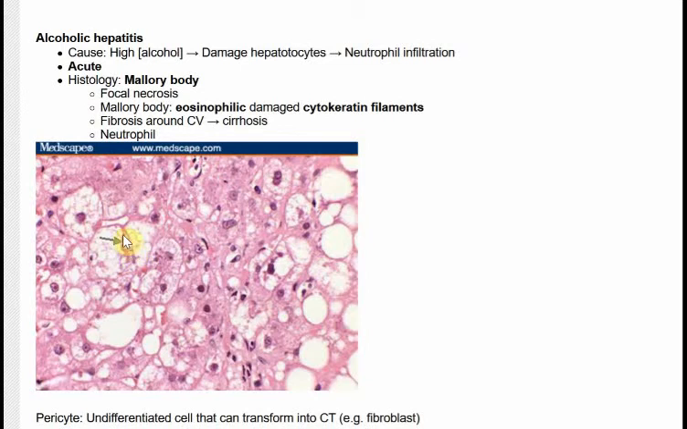Now, you can have acute inflammation, predominantly neutrophils, but if it carries on, you can have chronic inflammation and fibrosis forms, and that's where cirrhosis comes in.